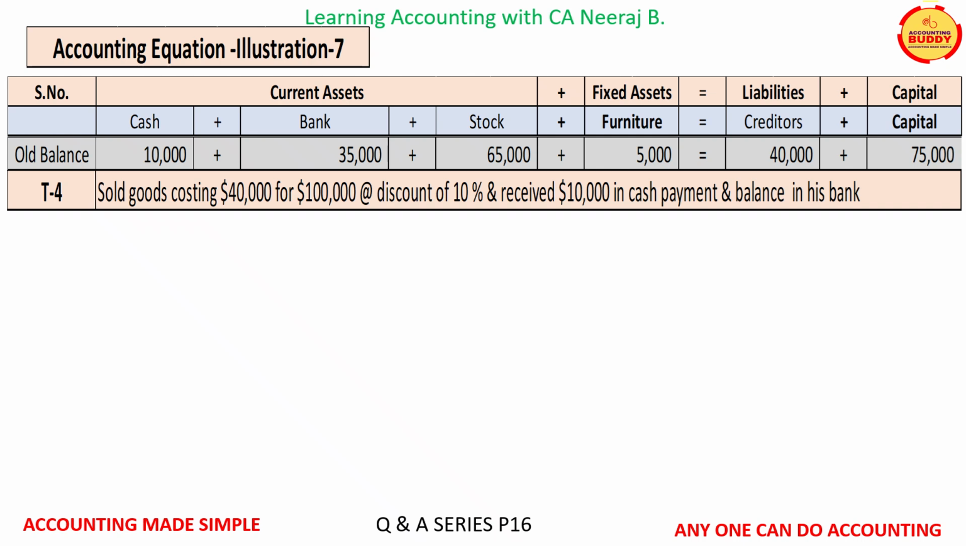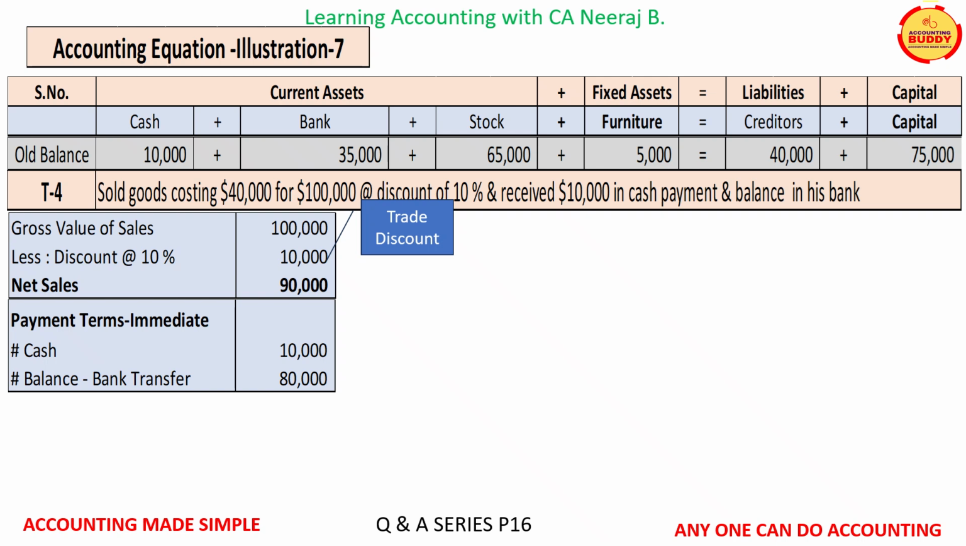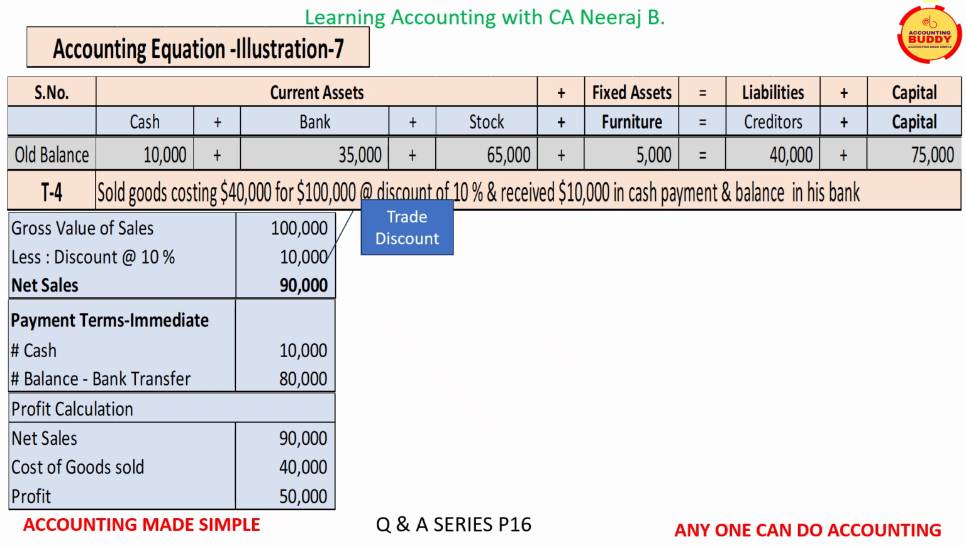Hope you remember the term trade discount we learned in the chapter 2 basic accounting terms video. Since the 10% discount in this transaction is a trade discount, the revenue will be recognized net of trade discount and therefore the payment of $90,000 will be received: $10,000 in cash and the balance $80,000 in bank. Let us now figure out the profit of the transaction. If we deduct $40,000, which is the cost of the goods, from the net revenue of $90,000, there will be a profit of $50,000.